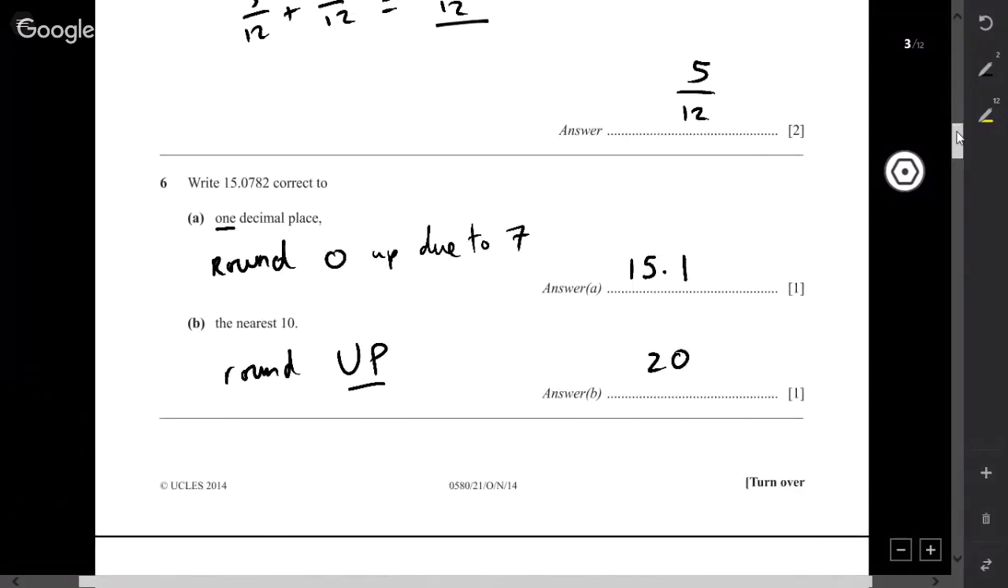Number 6. This is a rounding question. So A, round this number to 1 decimal place. So we can cross those out. With 1 decimal place, we've got a 0 and a 7. So we're going to round this 0 up to 7. So it comes to 5.1. And then we're also going to round to the nearest 10 for number B. So as it's 15, we'll round up to 20, and that's going to be the nearest 10 rather than rounding down. 20.